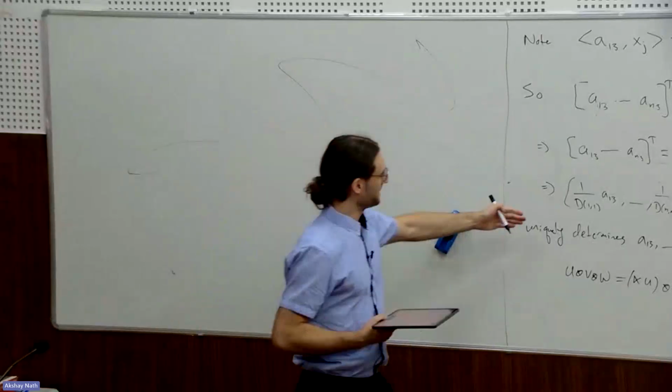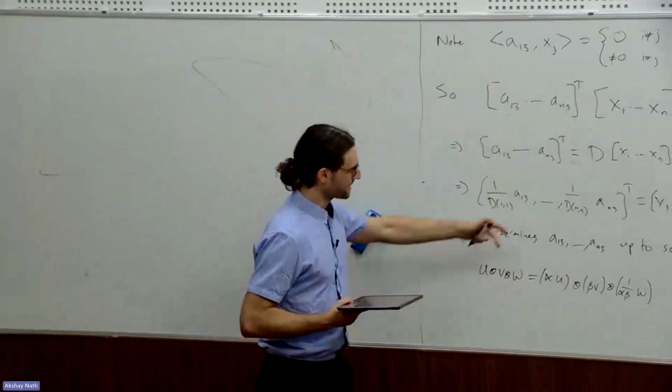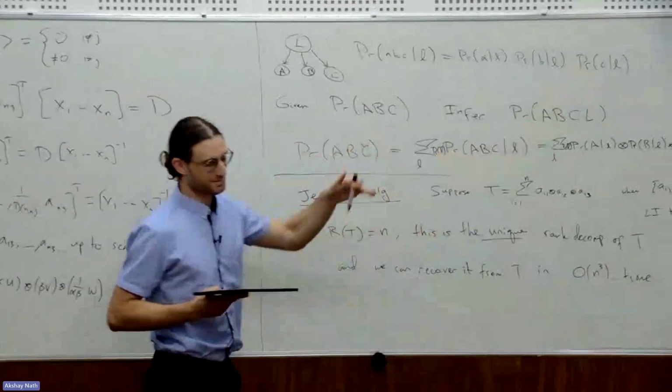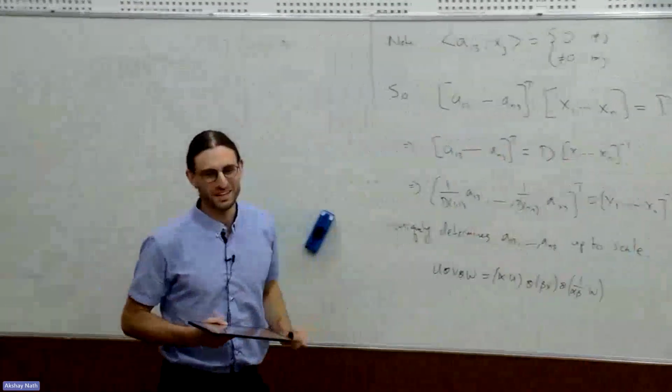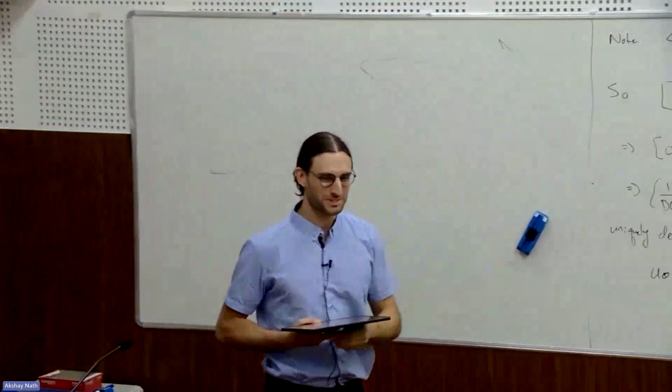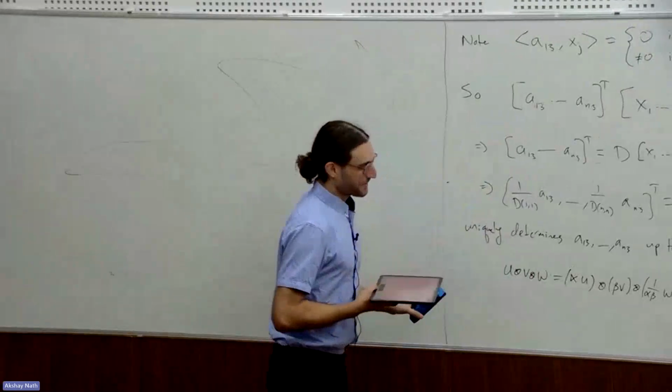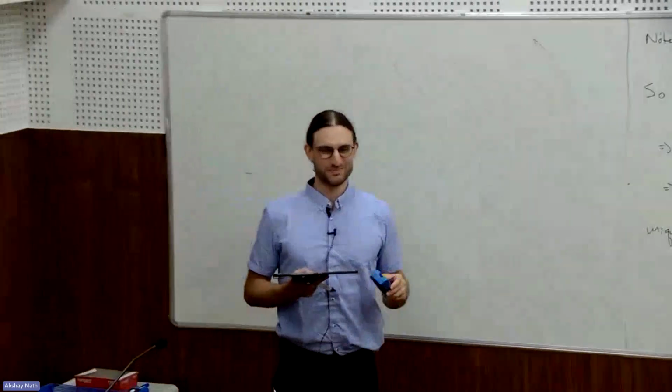Okay, so now you've recovered A_13 through A_n3. Similarly, you can recover A_12 and then A_1. I'll leave it there. The rest is homework: how would you find the rest of this decomposition? Okay. Any questions about Jennrich's algorithm?